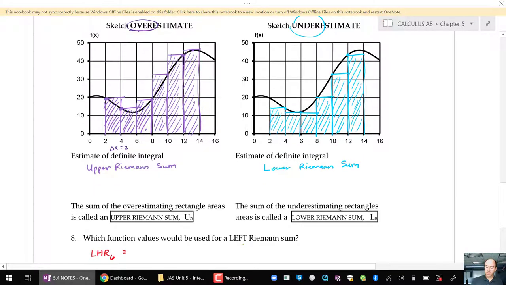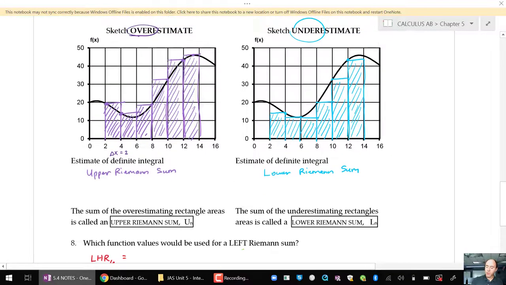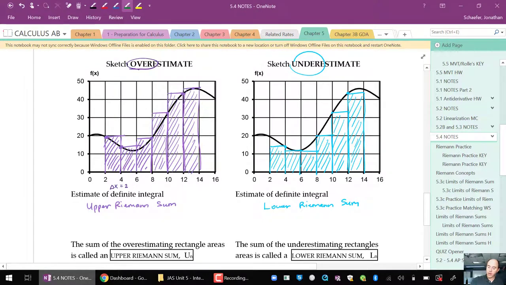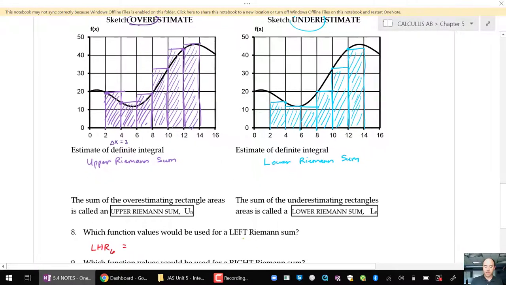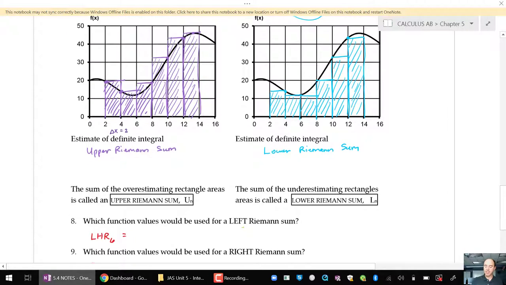So upper Riemann sum, lower Riemann sum, and we have two other kinds of Riemann sums, and those are left and right. Sometimes we'll say left hand or right hand Riemann sum so that we don't confuse the L with the L for lower. By the way, abbreviations, again, it's U sub 6 for upper Riemann sum, capital L sub 6 for a lower Riemann sum. You can see those abbreviations here on the notes.